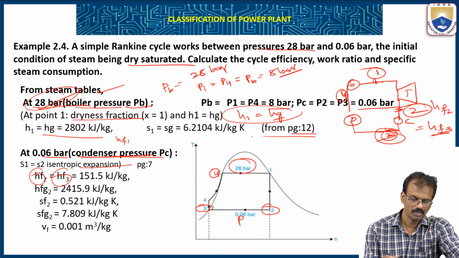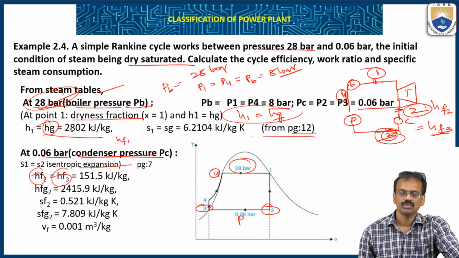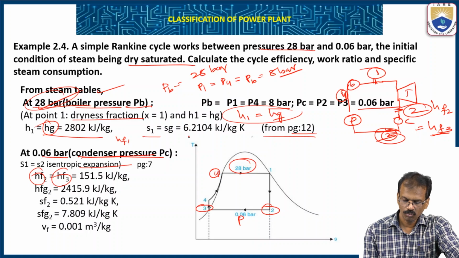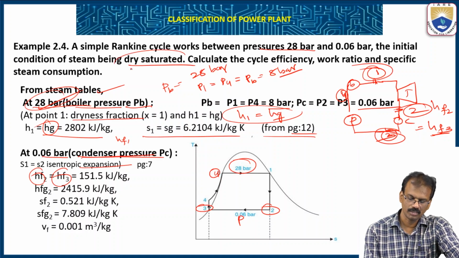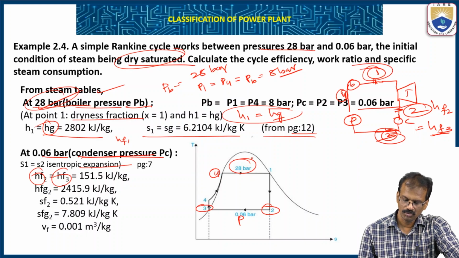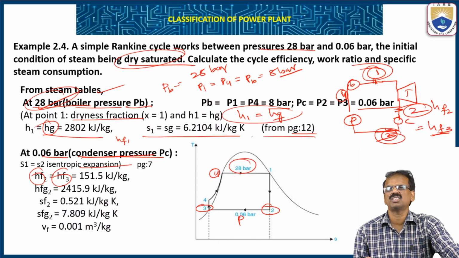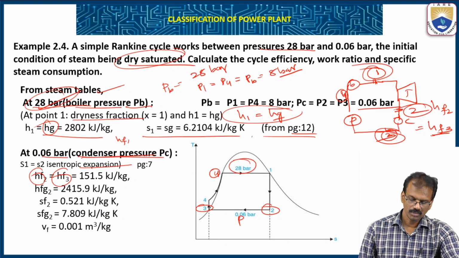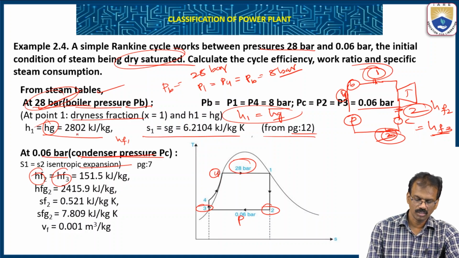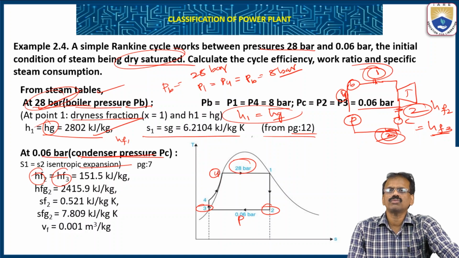According to page number 12, at pressure 28 bar, Hg, the enthalpy of gas, is equal to 2802 kilojoule per kg. Similarly, S1 is equal to Sg. The enthalpy and entropy at point 1 are equal to the gas values, because it is dry saturated gas. All the water is converted into gas and reaches saturation with the help of the boiler. Because of this, H1 is equal to Hg, that is 2802 kilojoule per kg. This is the value.